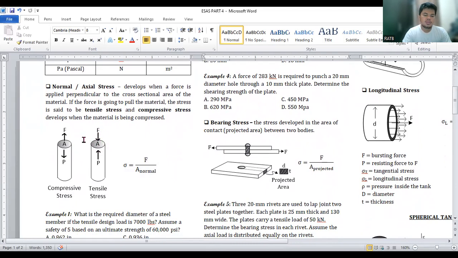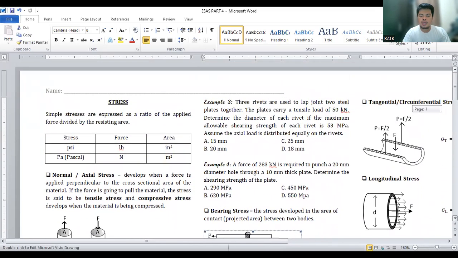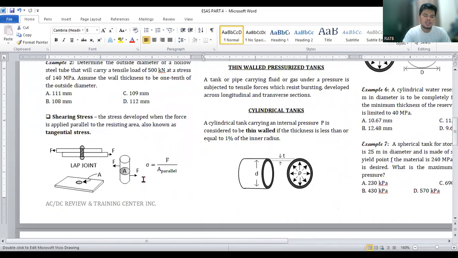So perpendicular to the applied force. Okay, and then on the other hand, we have here the shearing stress. This is also called tangential stress. So we consider here the area which is parallel to the applied force.